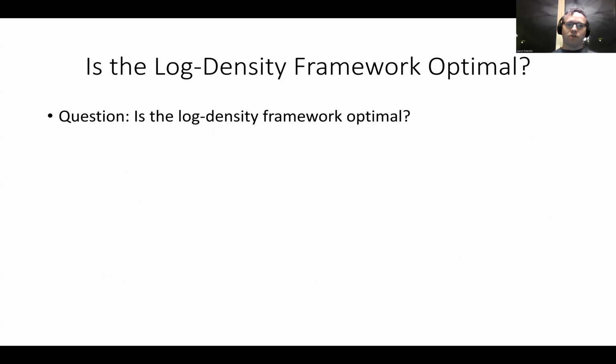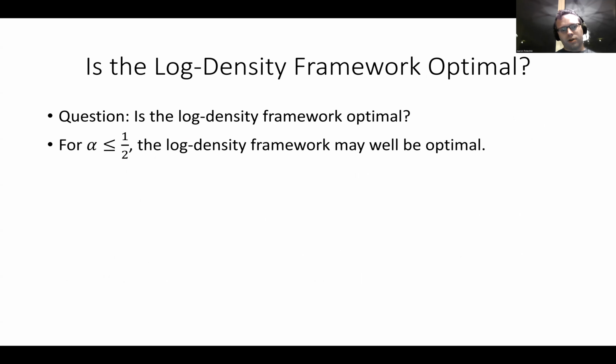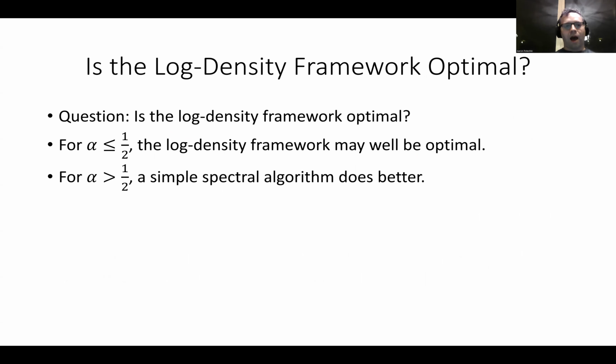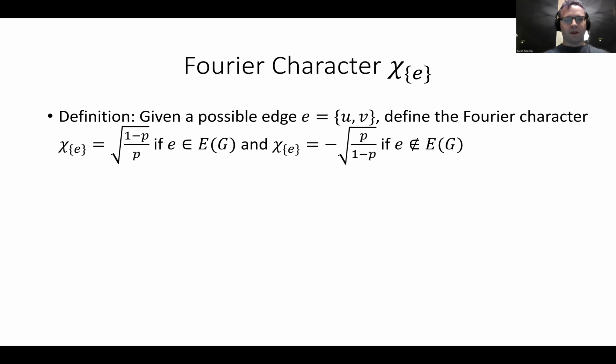So this leads to a natural question: is the log density framework optimal? It turns out that for alpha less than or equal to 1/2, the log density framework is conjectured to be optimal. But for alpha bigger than 1/2, a simple spectral algorithm does better.